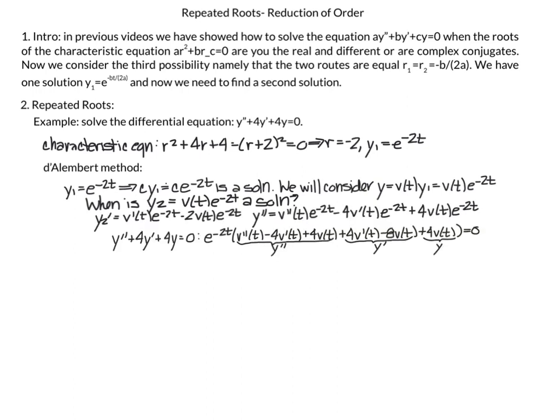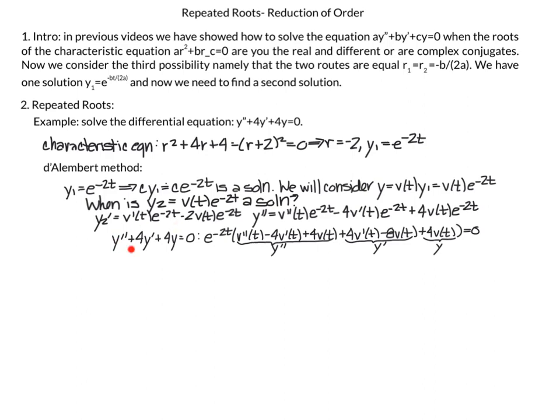And what we do to answer this question is plug it in. So we're going to look at y2 prime, which, using the product rule, is v prime of t e to the minus 2t, minus 2t, v of t e to the minus 2t. Yeah, the derivative of minus 2t is just minus 2. Then we find the second derivative, again making sure we use the product rule, and we get v double prime e to the minus 2t minus 4v prime e to the minus 2t plus 4v e to the minus 2t.